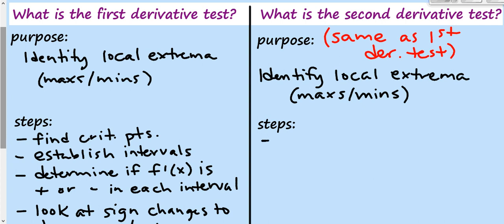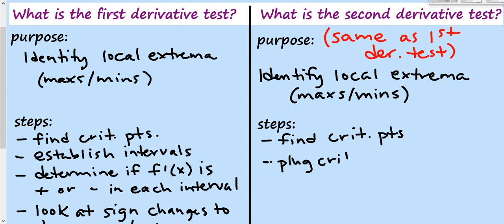Here's what you do. Start out the same way. Find the critical points. Points where the derivative equals 0 or does not exist. Then you plug your critical points. Plug is, of course, a very sophisticated term. Plug critical points into the second derivative. Here's why we do that.